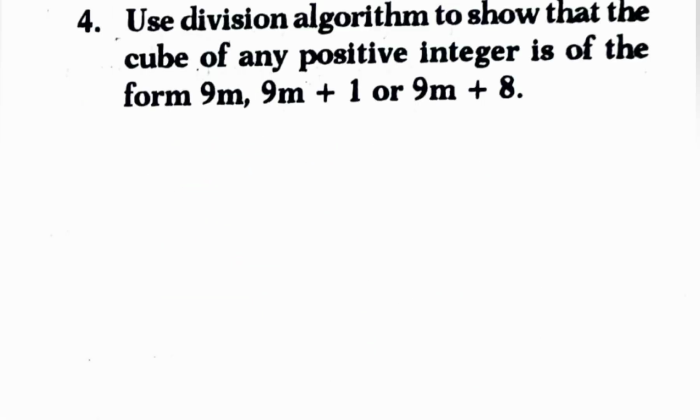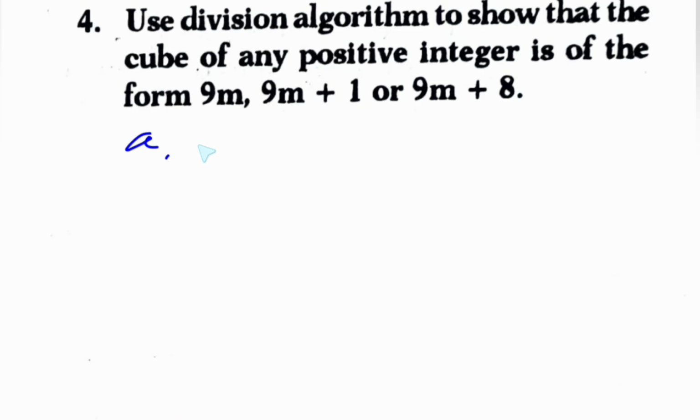Use the division algorithm to show that the cube of any positive integer is of the form 9m, 9m plus 1 or 9m plus 8. Now let a be a positive integer. Then from the Euclidean lemma, we know that a is a positive integer. Let a be any positive integer.